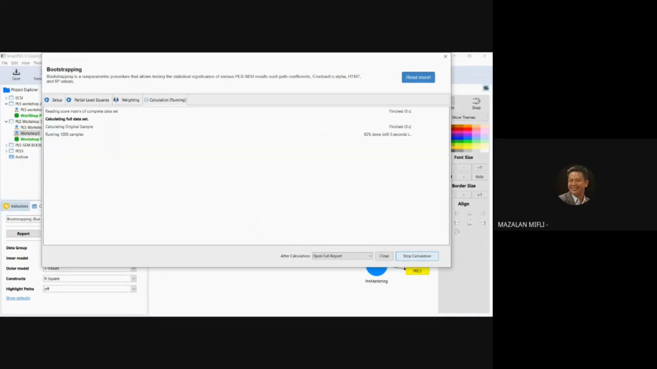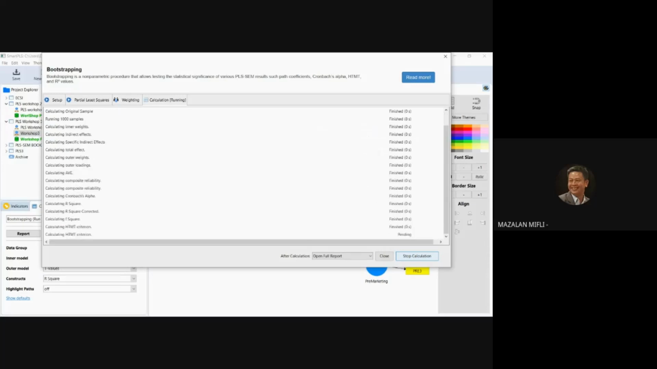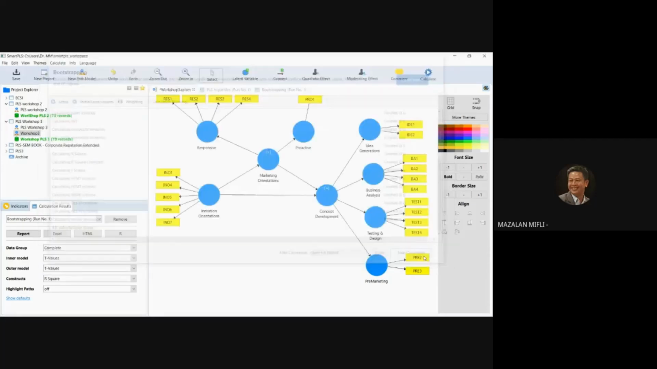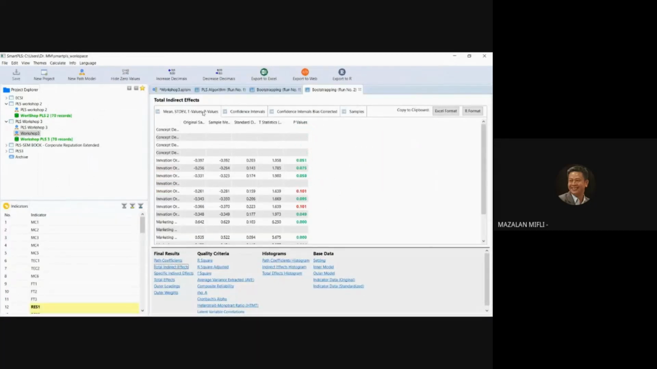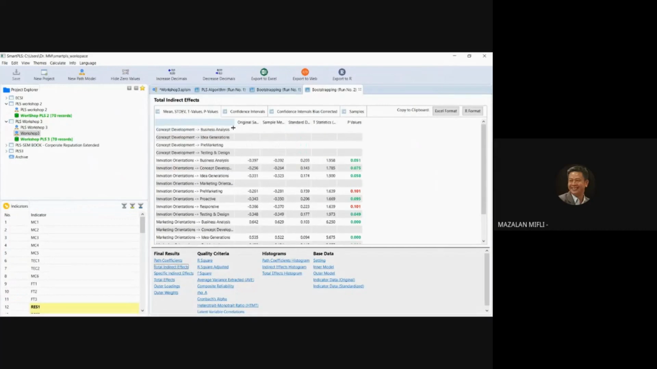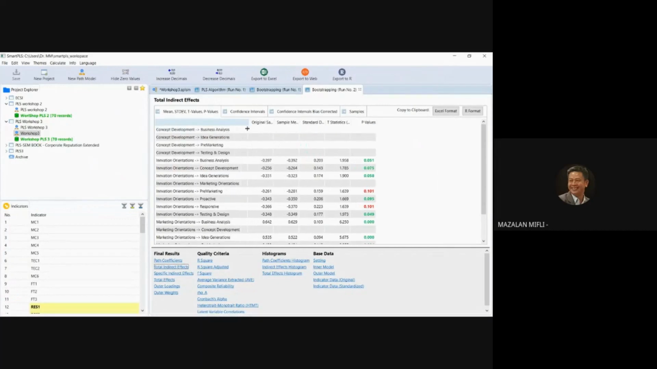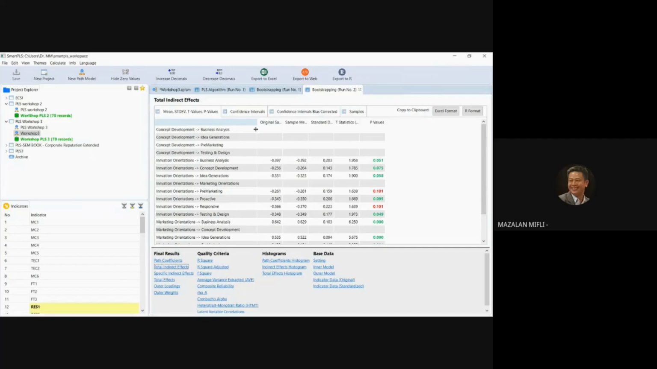Because earlier we set 0.05, that is 95%. Let's have a look. Okay, so indirect effect. Let's see if it's significant. Hopefully it does. Innovation is the concept. Yep, there you go. It's significant.